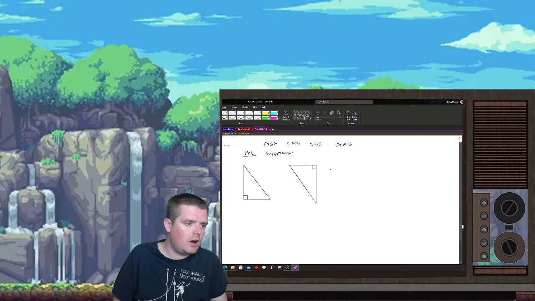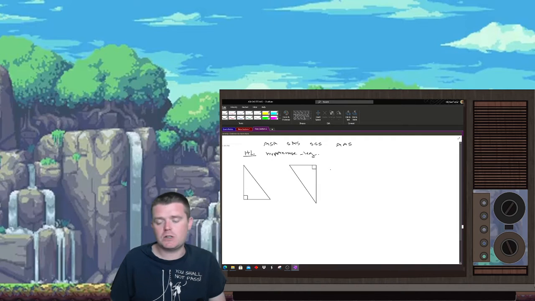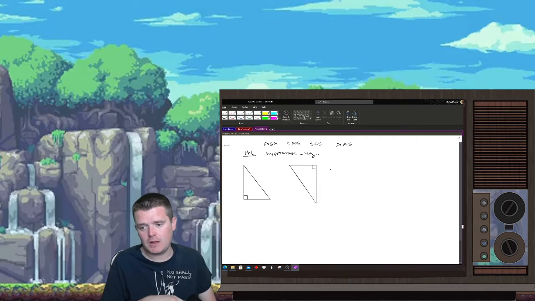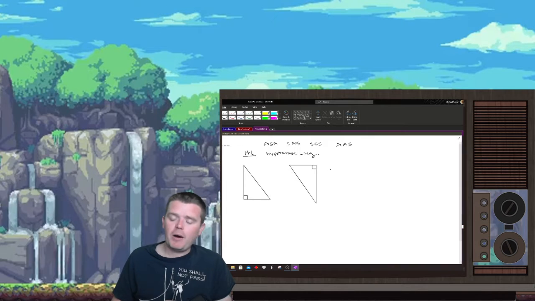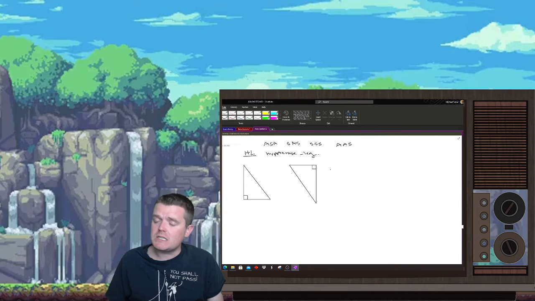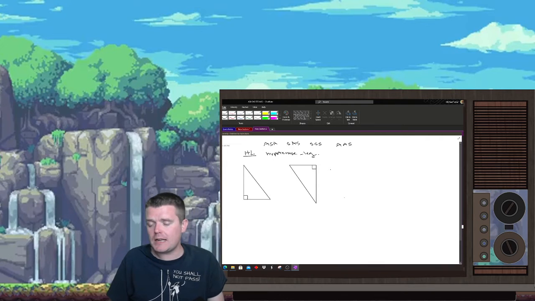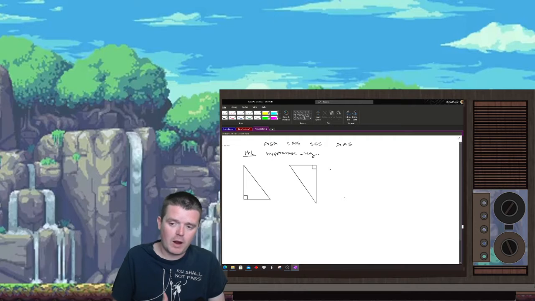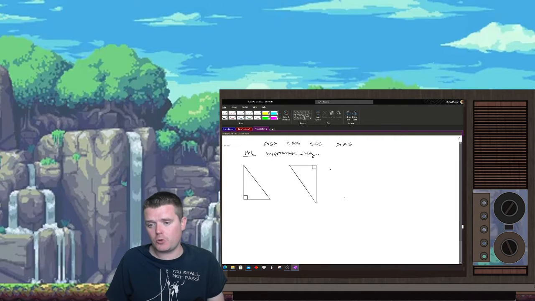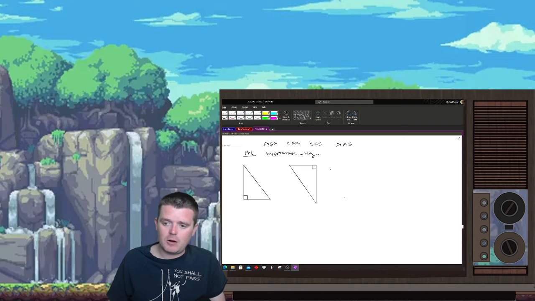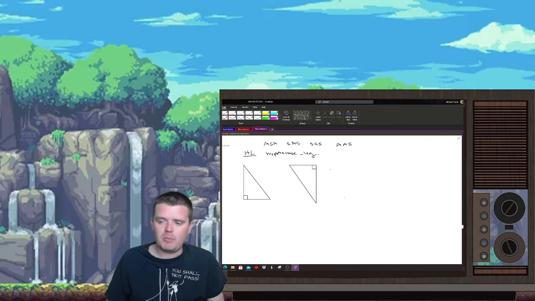leg. So unlike the other four congruency postulates where we have to show three pieces of information as being congruent, with hypotenuse leg, we only need to show two pieces of information are congruent. Now the reason for that is because if we know two sides of a triangle are congruent and they're right triangles, we know the third sides are congruent as well because of the Pythagorean theorem. So we could show that they are congruent by doing side, side, side, by going through the process of doing the Pythagorean theorem, finding out the third side or the missing side, showing that they're congruent. Hypotenuse leg is meant to be a shortcut.